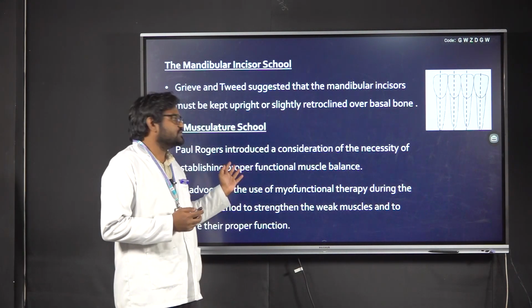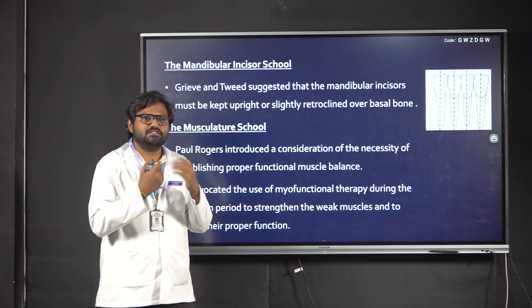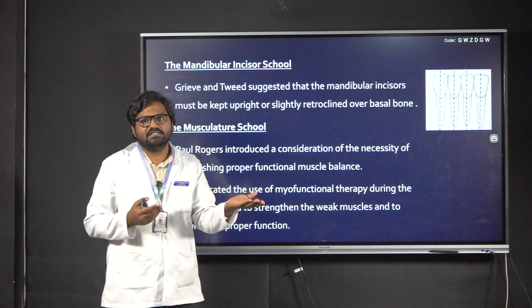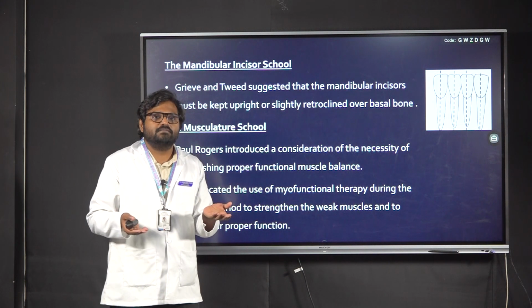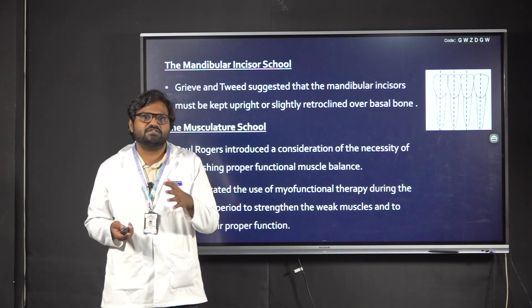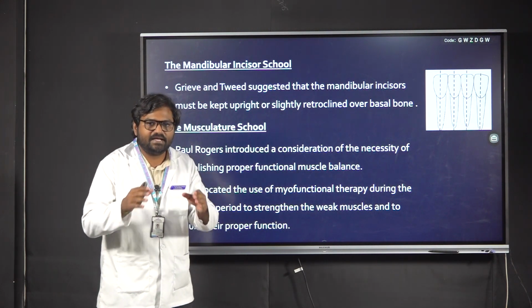Lastly, your musculature school by Norman Rogers. According to it, you know that the tooth is encapsulated by musculature in every way. For a particular tooth, from inside, lingually, you have a big muscle, that's your tongue. From outside you have your buccinator muscle and all your muscles of mastication, muscles of facial expression, etc.